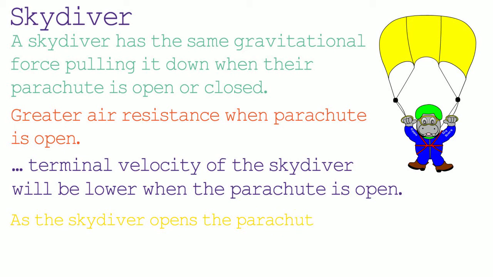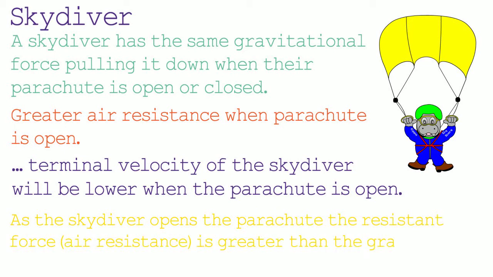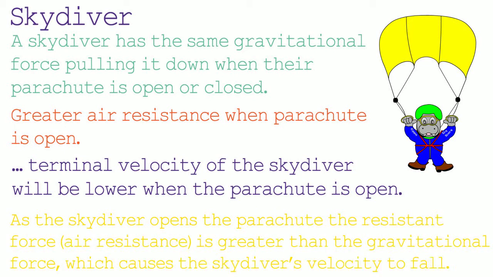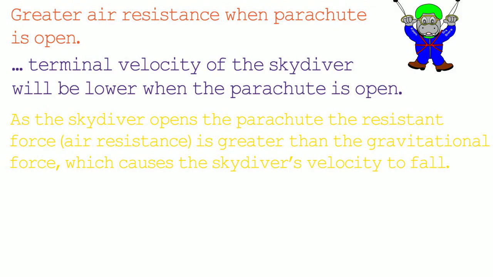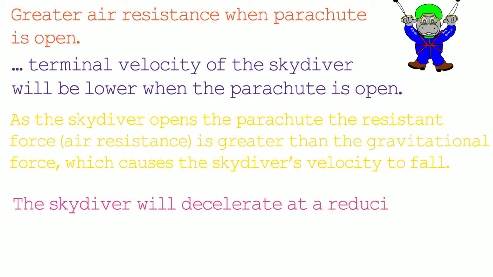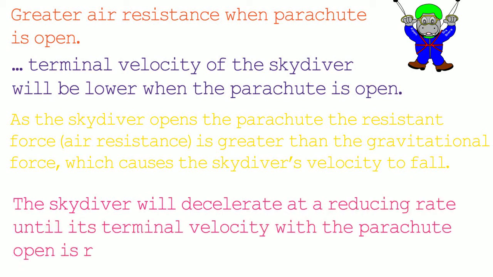As the skydiver opens the parachute, the resistance force is greater than the gravitational force, which causes the skydiver's velocity to fall. The skydiver will decelerate at a reducing rate until its terminal velocity with the parachute open is reached. A skydiver's terminal velocity when the parachute is shut is more than 100 miles an hour. When the parachute is open, a skydiver's terminal velocity is around 15 miles per hour.